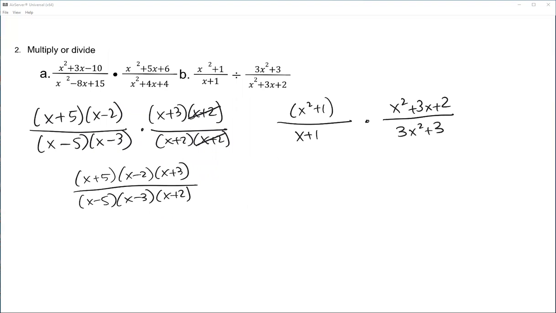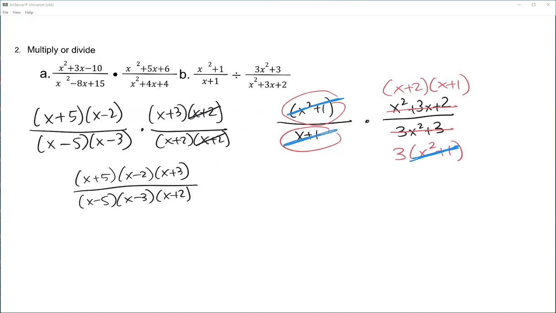And let's factor each one of these if we can, okay? So this one stays the same. This stays the same. This you can factor out to x plus 2, x plus 1. And this you can factor out the 3, so it'll be x squared plus 1. Then we can start canceling these two right here, this and this, right? And we cancel this and this. So what's left over is just x plus 2 over 3.